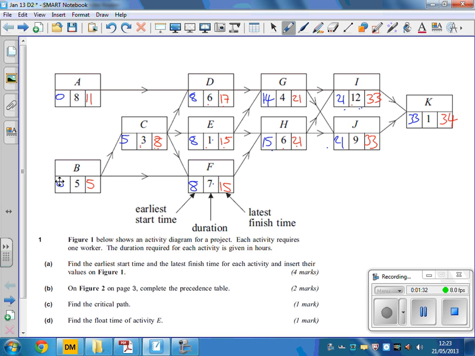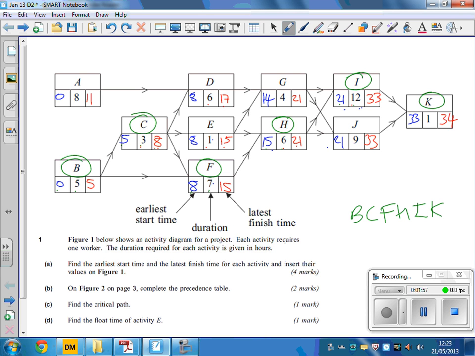Let's go for the critical one. Well, 0 to 5. That one's critical, isn't it? 5 and 3 makes 8. 7 and 8 makes 15. 15 and 6 is 21, isn't it? Those two together make 33. There is my critical path. That's B, C, F, H, I, K.